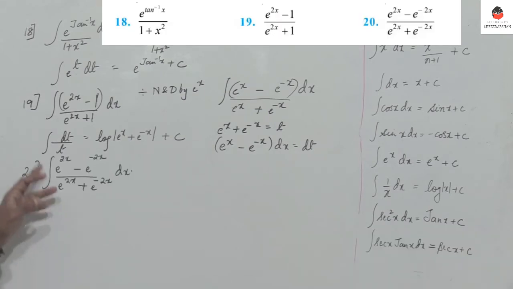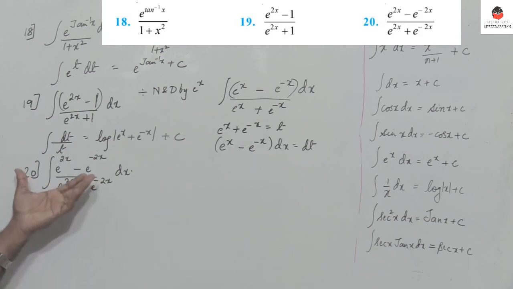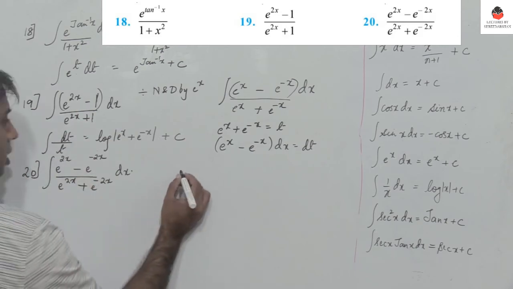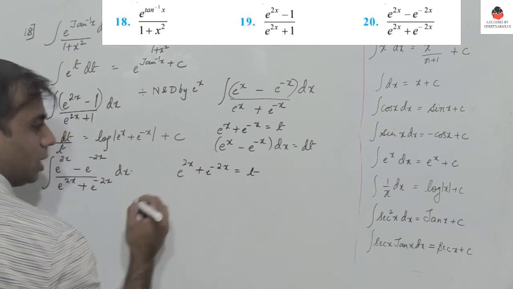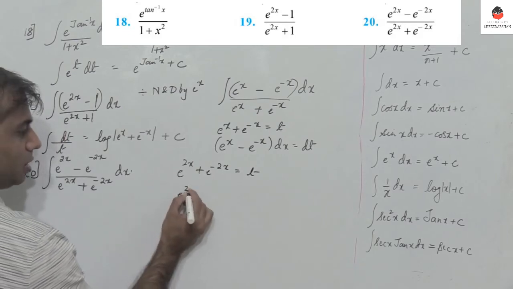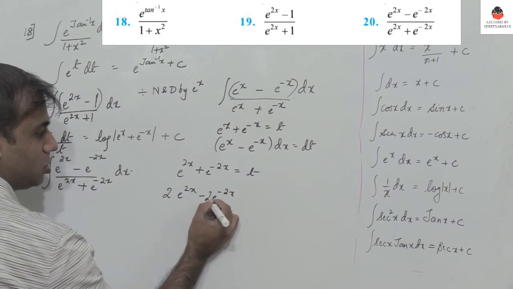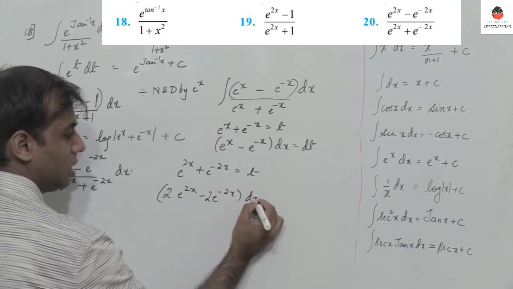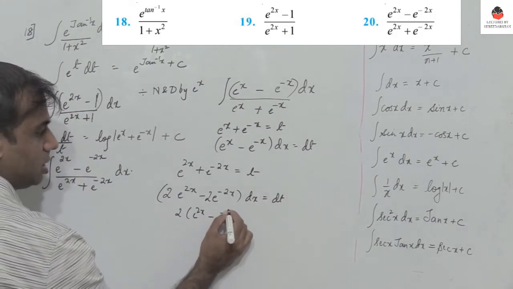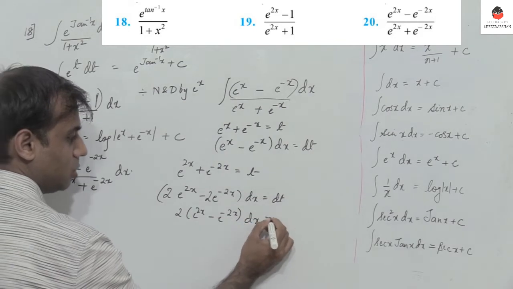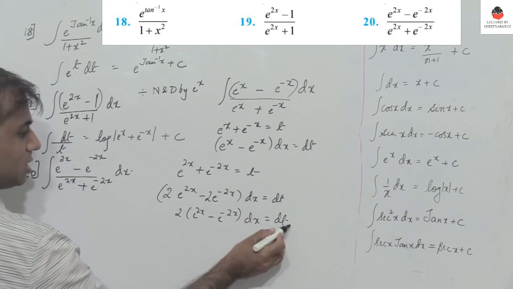So problem 20 is very similar to problem 19 of this form. So if I differentiate the denominator, I get the numerator itself. So put e power 2x plus e power minus 2x equals t. So if I differentiate this, you get e power 2x into 2 minus e power minus 2x into 2 dx equals dt. So if I take 2 common, you get e power 2x minus e power minus 2x dx equals dt. Or e power 2x minus e power minus 2x dx is dt by 2.